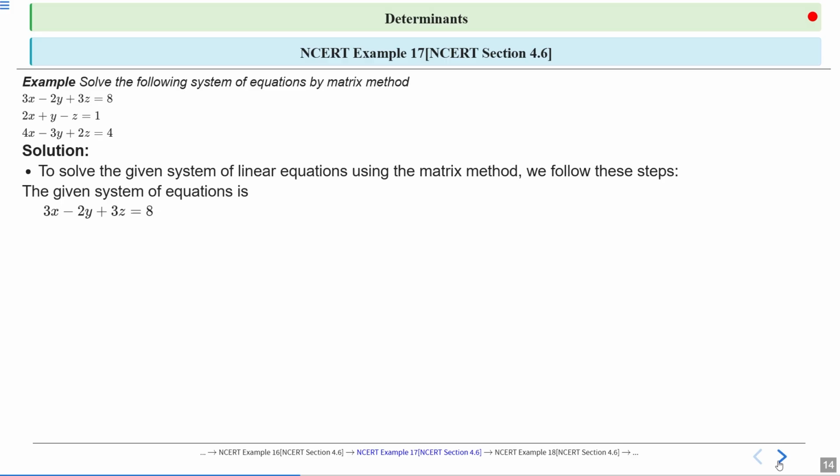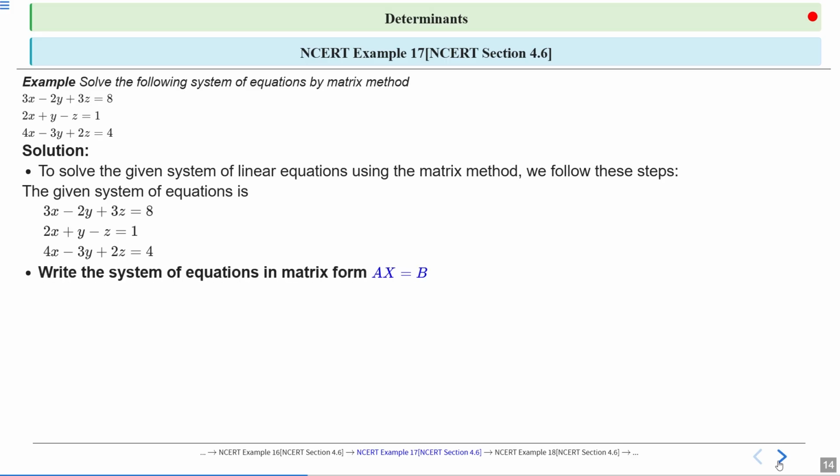To solve this given system of linear equations using the matrix method, the given system of equations is 3x minus 2y plus 3z equal to 8, 2x plus y minus z equal to 1, 4x minus 3y plus 2z equal to 4. At first, write the system of equations in matrix form, that is AX is equal to B. Here the matrix A is the matrix of coefficients. Just take the coefficients: 3, minus 2, 3, 2, 1, minus 1, 4, minus 3, 2, from the system of linear equations.